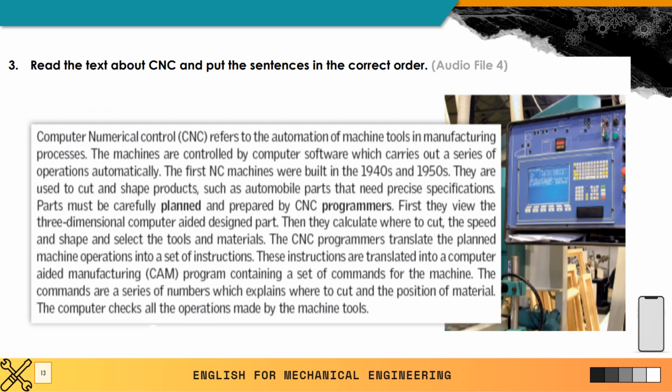First, they view the three-dimensional computer-aided design part. Then, they calculate where to cut, the speed and shape, and select the tools and materials. The CNC programmers translate the planned machine operations into a set of instructions. These instructions are translated into a computer-aided manufacturing or CAM program containing a set of commands for the machine. The commands are a series of numbers which explain where to cut and the position of the material. The computer checks all the operations made by the machine tools.